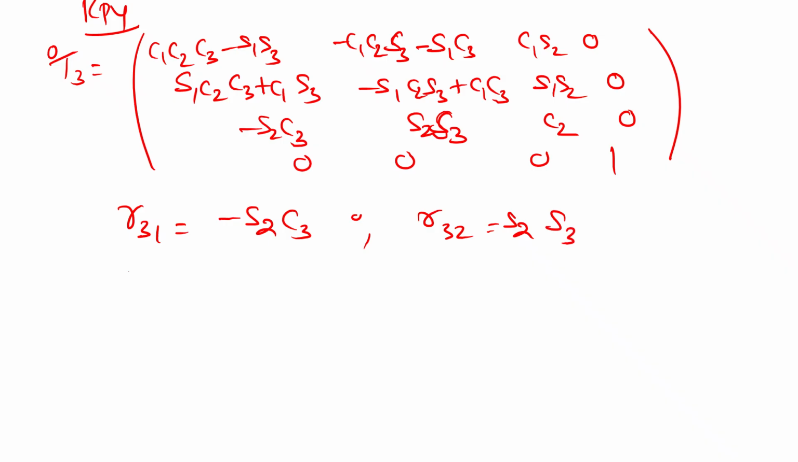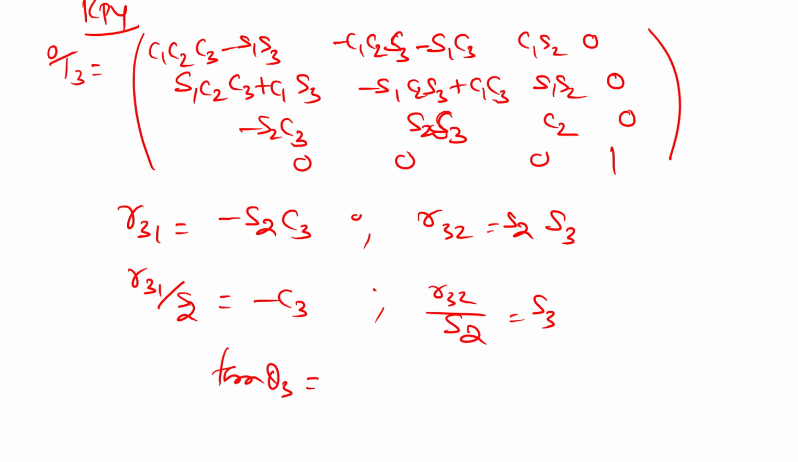If you divide R31 by S2, you will get minus C3. If you divide R32 by S2, you will get S3. Or I can say tan theta 3 equals arc tan 2 of, what is S3? R32 by S2, comma, what is C3, minus R31 by S2. That's all. This is the formula for theta 3.